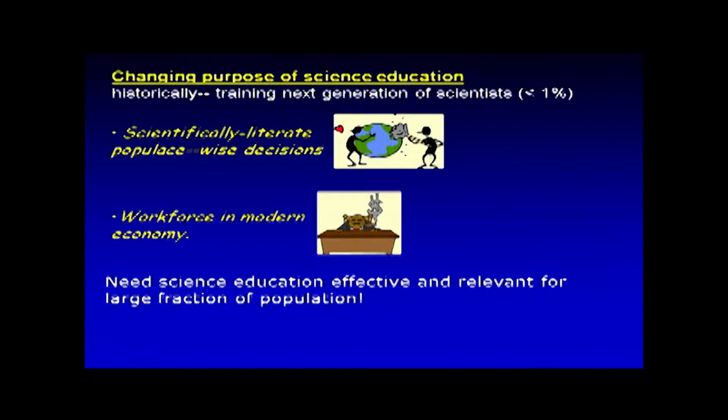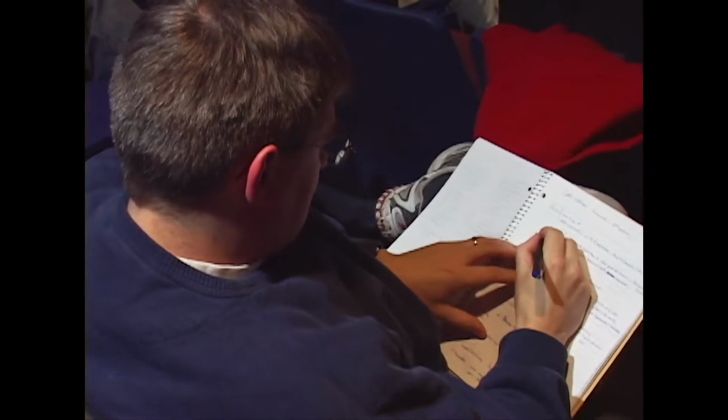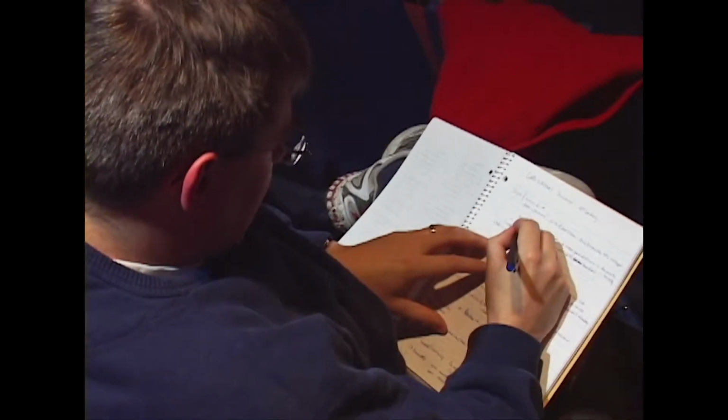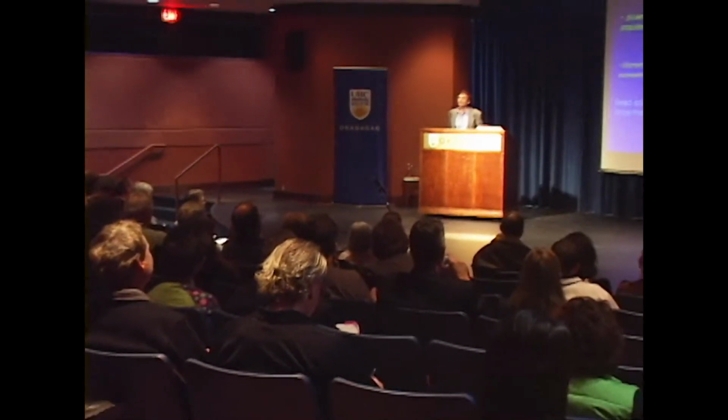And so because of these two big changes, it means that we can't just worry about those who are going to become scientists. We have to worry about making science education effective and relevant for a large fraction of the population. Now, those of you who are scientists, I should comfort you a little bit and say, well, the next generation of scientists still are important, but all of our research tells us that if we make it better for everyone, we'll actually produce more and better scientists at the same time. So we don't have an either-or situation.